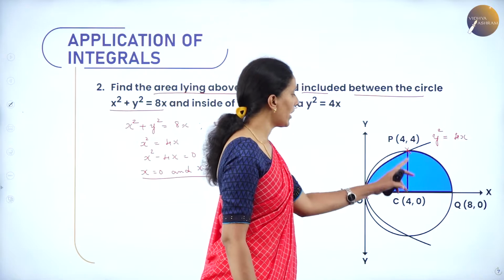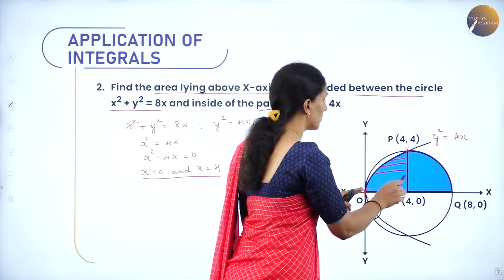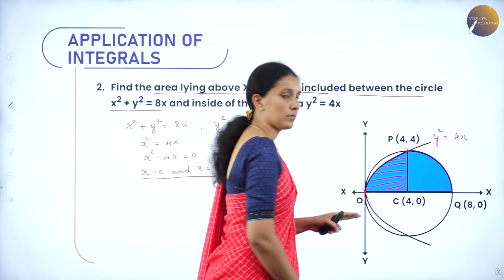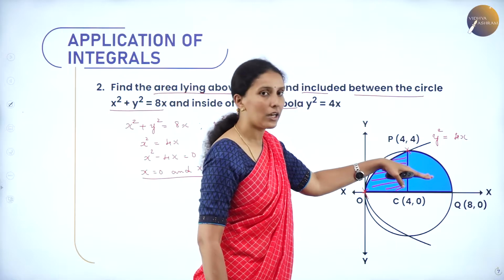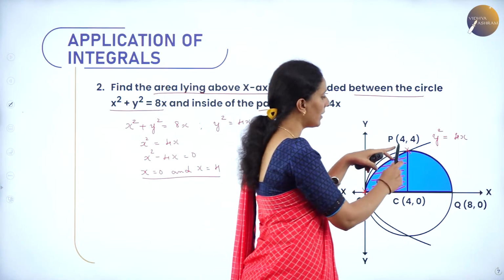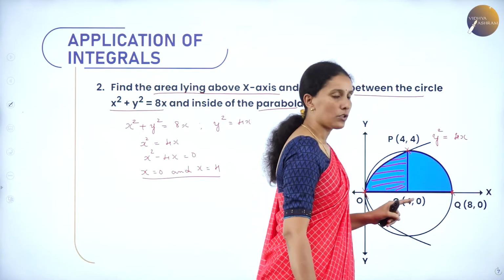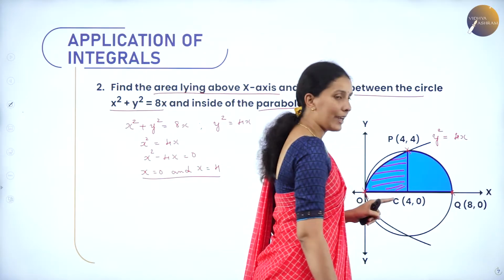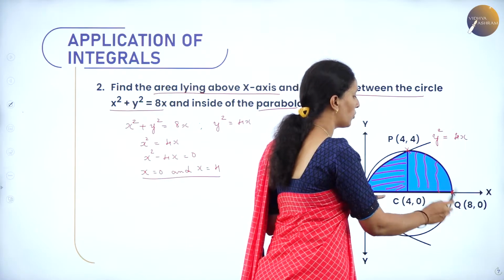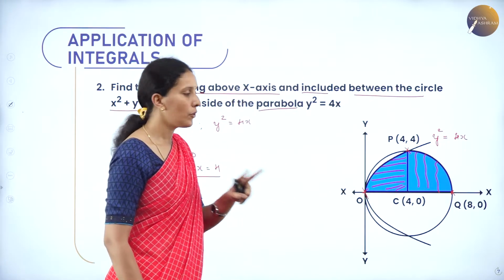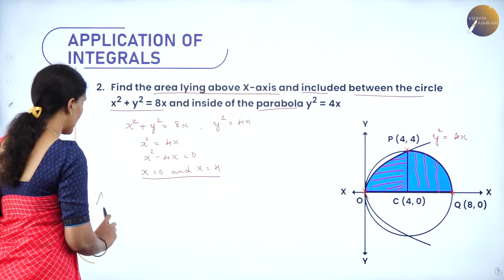Now clearly you can see from 0 to 4 you have only this region. So what about the remaining region? It is also between the curve as well as the parabola, and clearly you can see here the diameter is 8. So therefore this is (8, 0), and here this region varies from 4 to 8. So therefore here I have to take the sum of two regions. So therefore the total area is here.